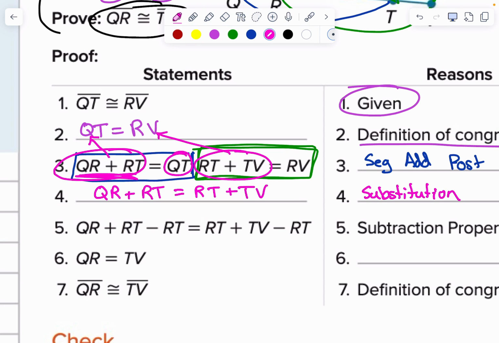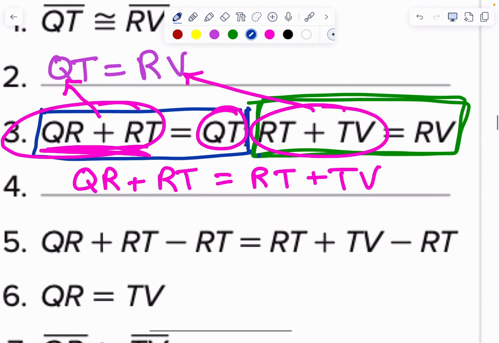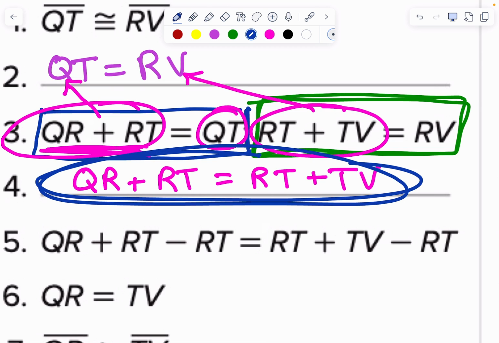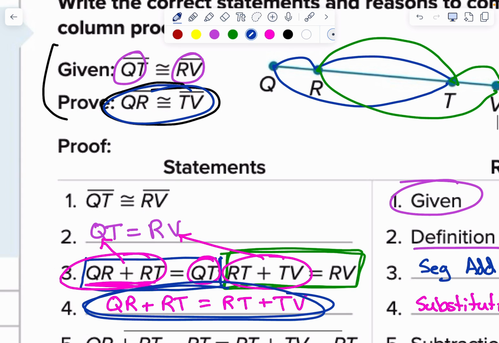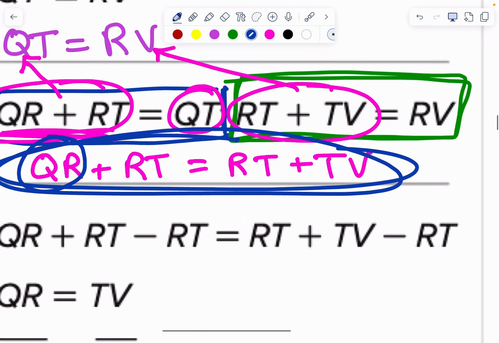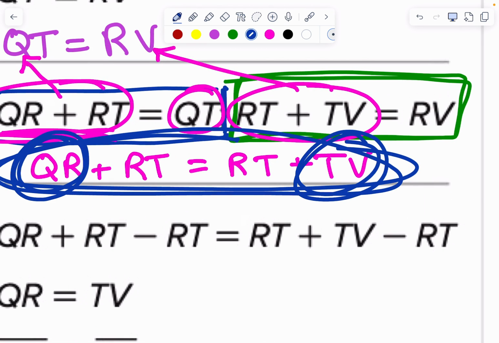Substitution. Okay, they say substitution property. If you want to write property down there, you can. I just put substitution. You can be lazy. That is fine. Okay. All right, now, looking at this guy right here, I want to eventually get to the point, if what I'm trying to prove is QR and TV are the same. QR is here and TV is here, and I need to get rid of these middle two pieces right there. I need to get rid of that RT and that RT.